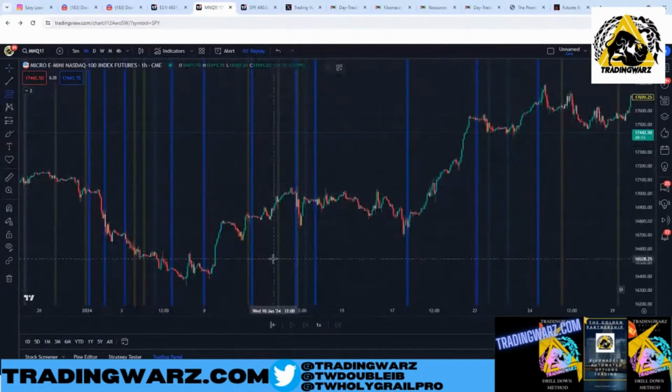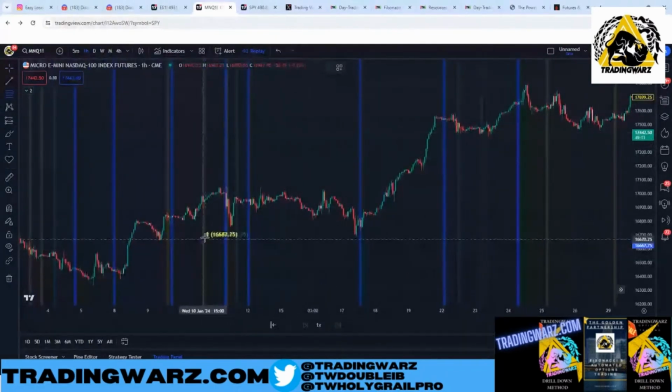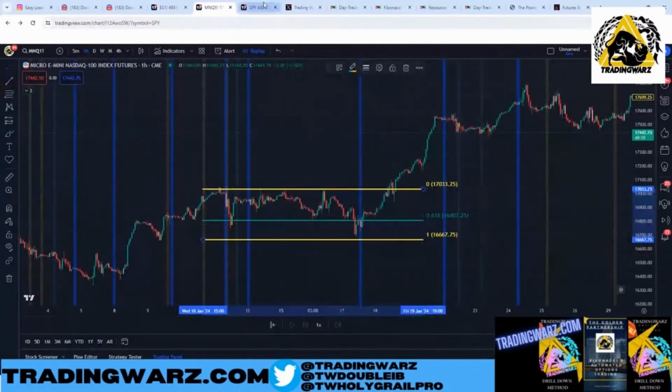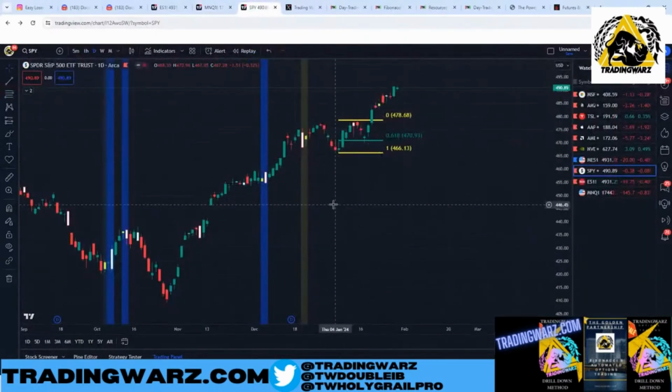So the best trades are when this pullback, like this, lines up with SPY. Because when you have multiple indices saying the same thing, that's when you have the best possible result. Because you have, again, multiple time frames, multiple indicators, multiple instruments.